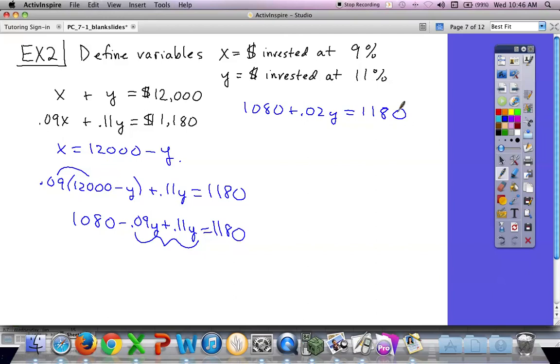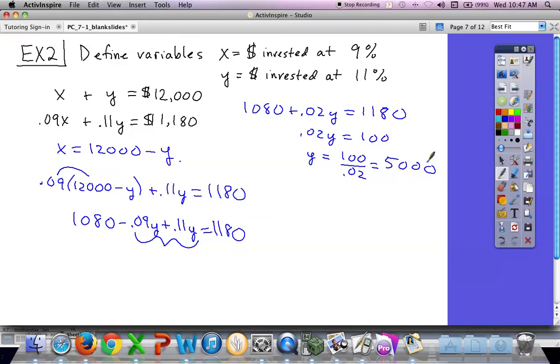Subtract 1,080. 0.02y equals 100. y equals 100 divided by 0.02, which is 5,000. Okay, so that's the end of finding the first variable.